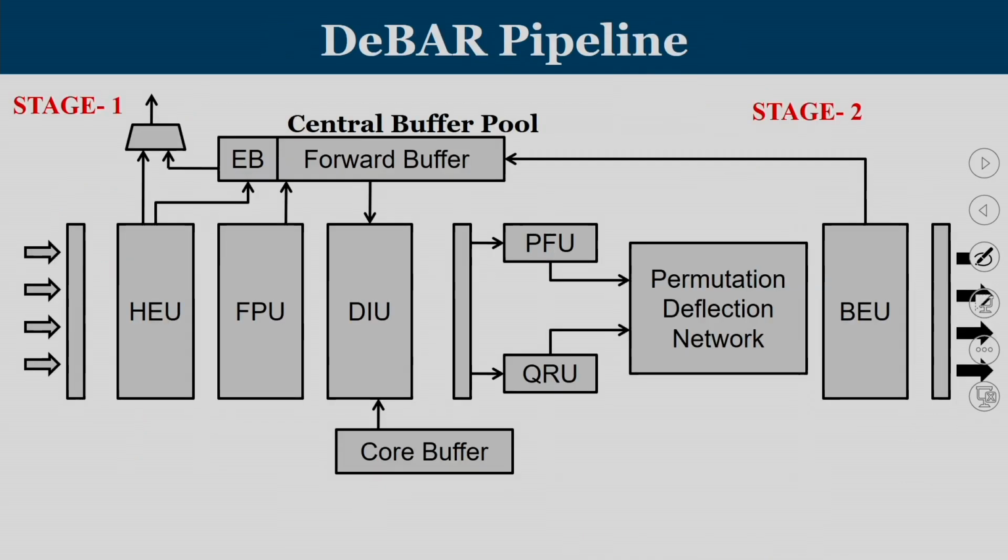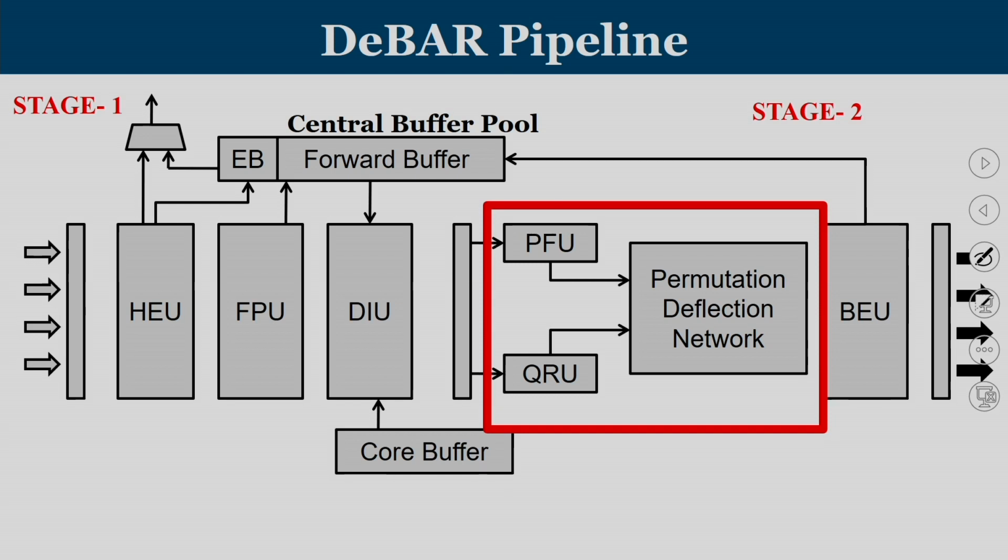Now, the next one we will see is stage 2 of the DBAR pipeline. In stage 2 we have a priority fixing unit, a quadrant routing unit plus buffer eject unit, and a permutation deflection network. First we try to understand what a priority fixing unit is. In the case of CHIPPER, the priority was based upon age, we call it a golden packet. In the case of MinBD, one more level of priority was introduced. So, we have a golden packet as well as a silver flit. Silver flit selection was completely random.